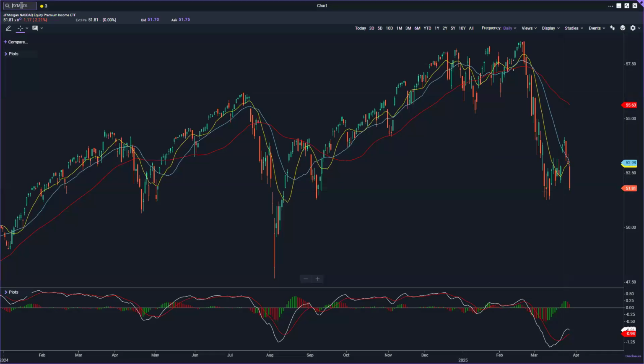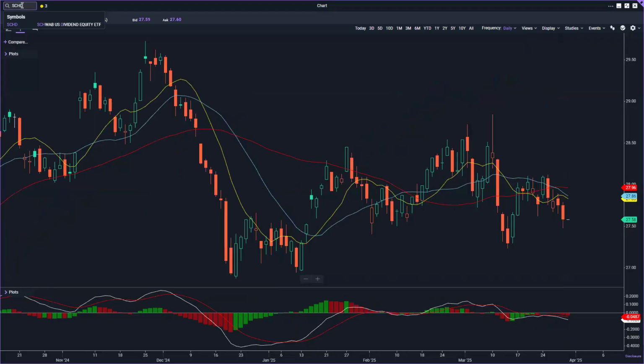And then SCHD, this is another large one. Now, this one's more of a defensive play. This one has a lot of your defensive plays in it. Let me see here.